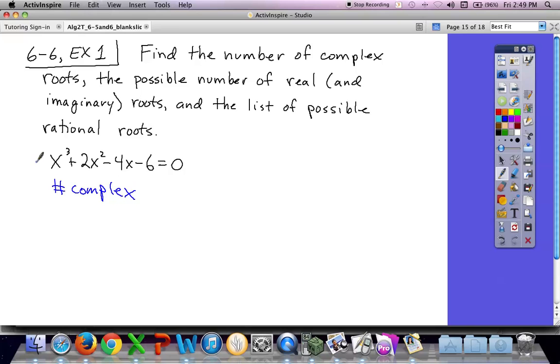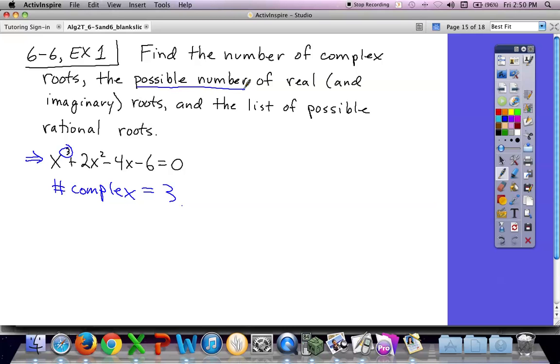In this polynomial right here, how many complex zeros are there? There's 3. Remember, it's exactly equal to the degree. 3 equals 3. Now when you're talking about the possible number, this is just the possible number of real and imaginary zeros. What we're basing that on is this.